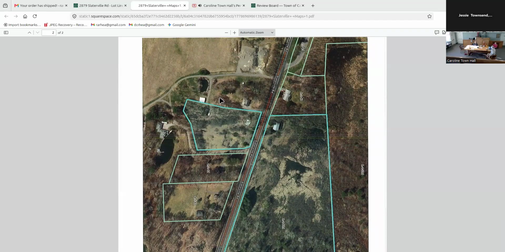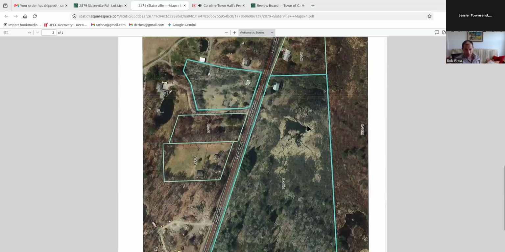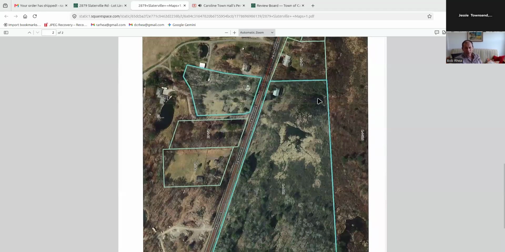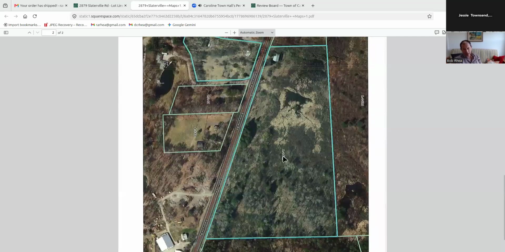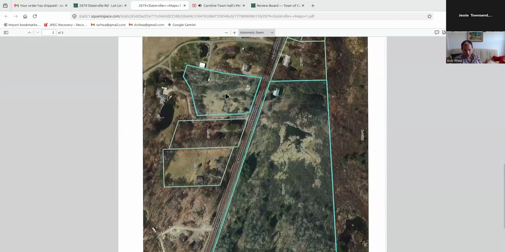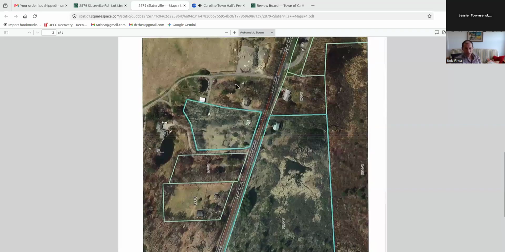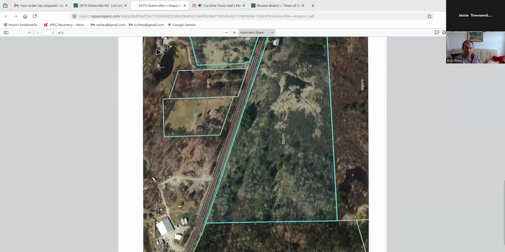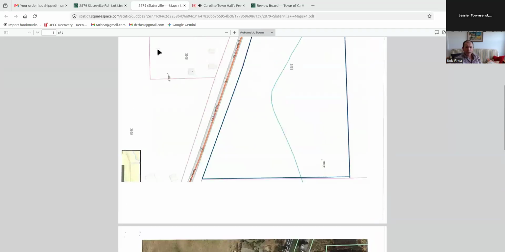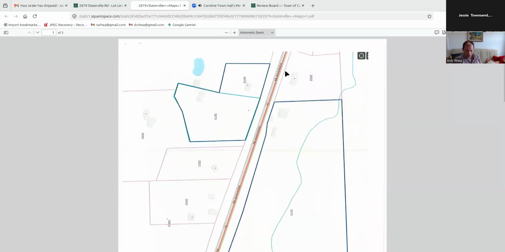Okay. And I know there's been a lot of concern about, is this truly a lot line adjustment or a minor subdivision. The surveyor who did this suggested I had it as a minor subdivision. He said it's a lot line adjustment, and it does meet the definition. Now, I'm going to see if I can open up another map. Okay, well, here's a good map.